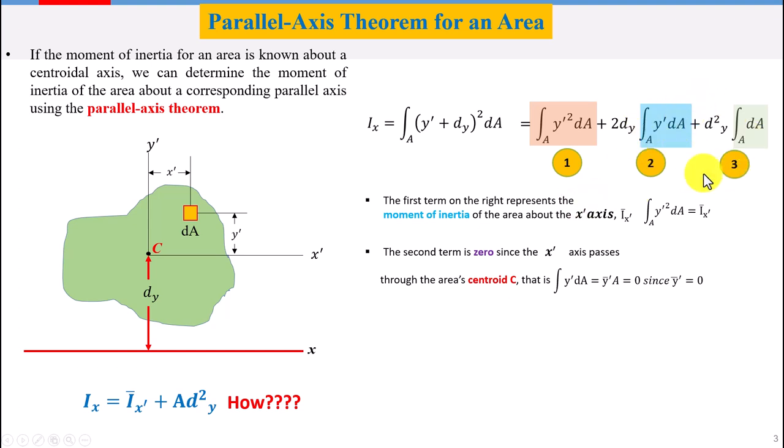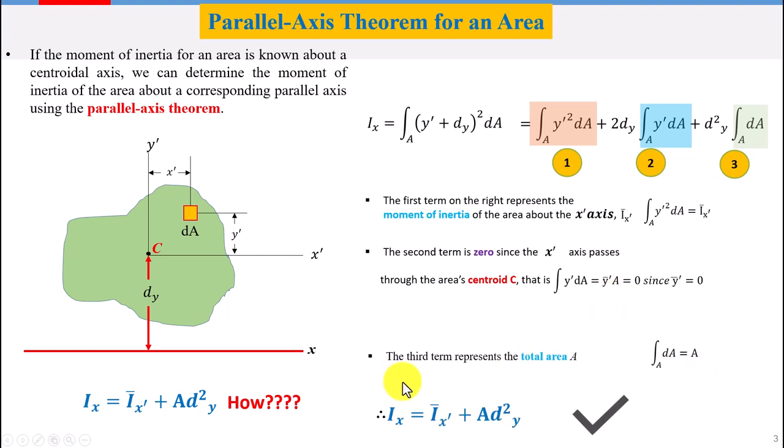The third term represents the total area, simple. Okay? Because the integral of dA, integrating over the area, gives you the total area. Okay? Therefore, this is equal to A. Finally, what remains? Ix equals Ix prime bar plus A dy square. Okay? Simple. So this is how the formula is derived.